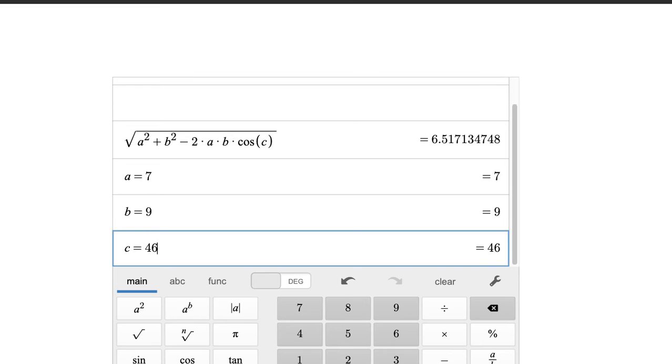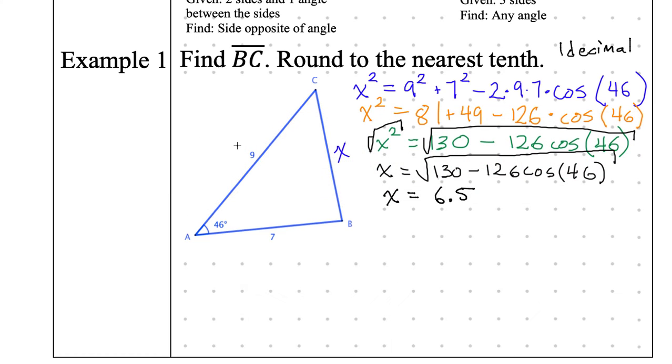All right, on to example number 2. You have a question? I think that one's wrong. 9 squared, it should be plus right there. Not times, yeah. All right, so let's go on to example 2.